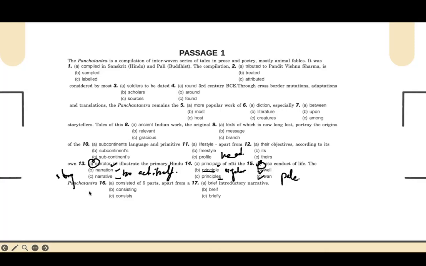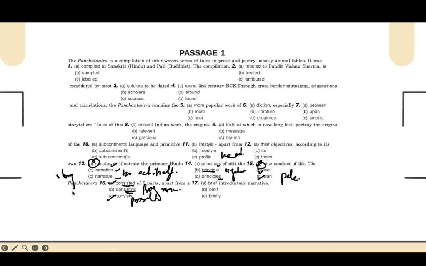The Panchatantra consisted, consisting, consists. Consists is the present tense, wrong for a historical reference. Consisting is the progressive form, not suitable here. Panchatantra, something happened in the past. We'll use consisted. So this will be the correct option.